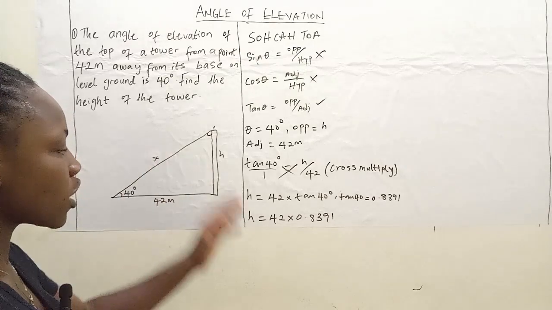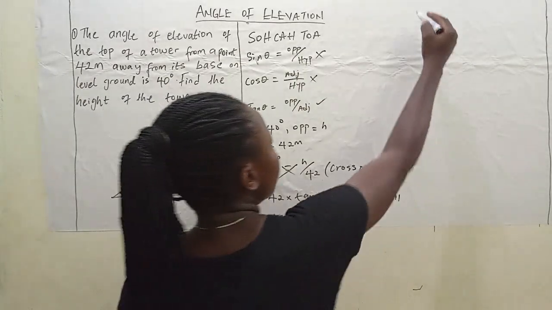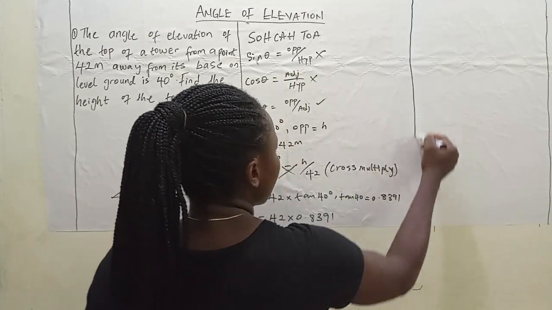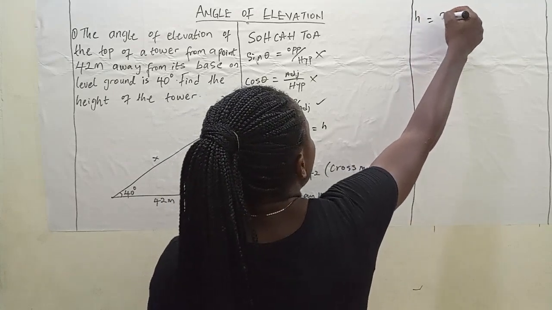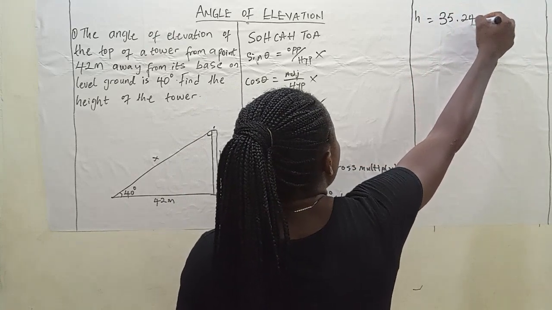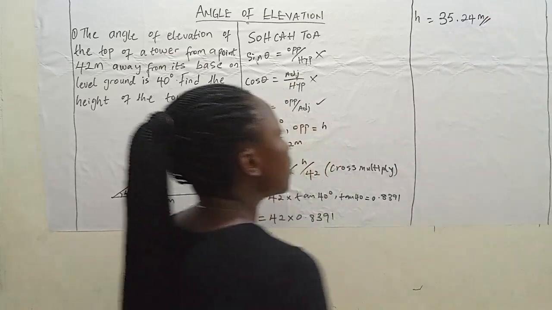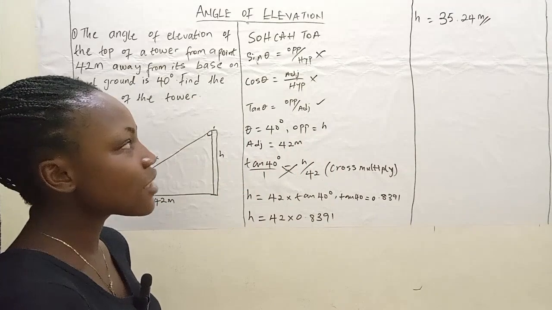All right, and multiplying them together, we are going to have our height equals 35.24 meters. So the value of this h here is simply 35.24 meters.